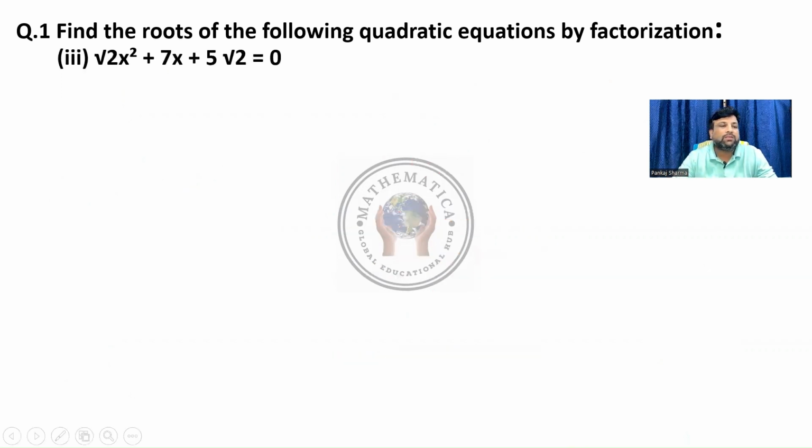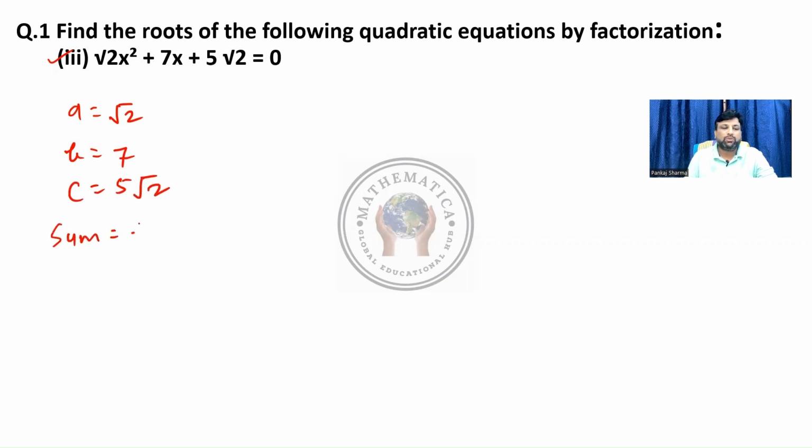Now we can see question number 1, third part. Here it is given the coefficient of x square is √2, the coefficient of x is given as 7, and the constant term is given as 5√2. So we want two numbers whose sum should be equal to b, that is 7, and whose product should be equal to AC. So a is √2 and c is 5√2. We can multiply √2 into √2 is 2, and 5 into 2 is what? 10. So we need to factorize 10.